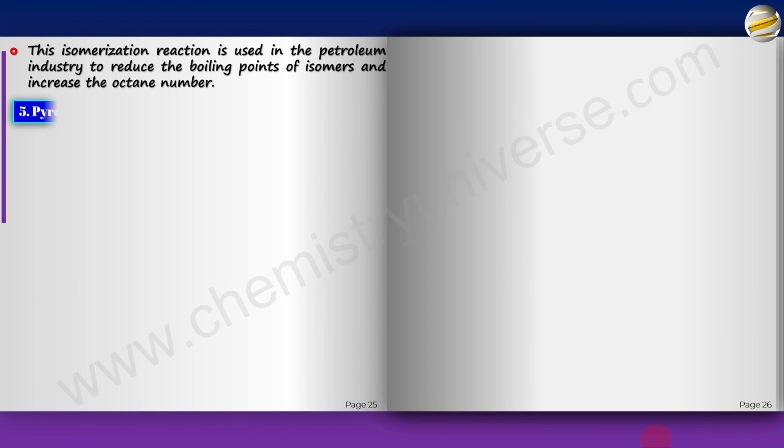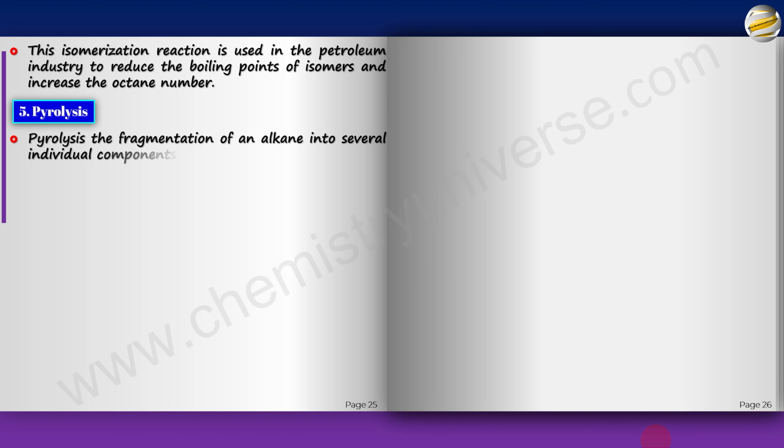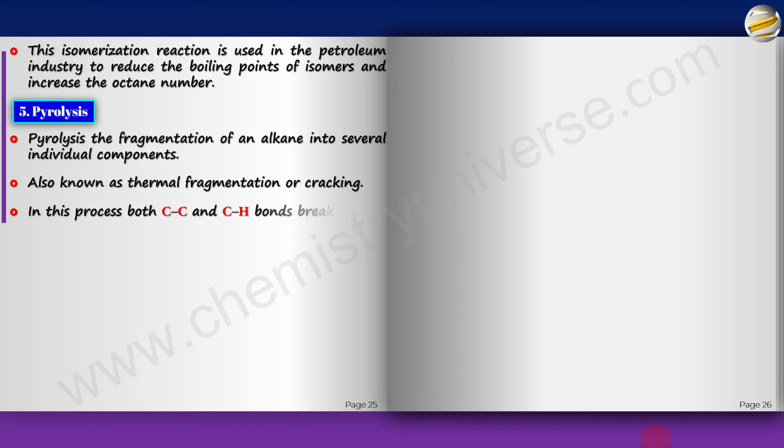The next reaction is pyrolysis, which you probably know by the word cracking. Pyrolysis is the fragmentation of an alkane into several individual components. It is used in the petroleum industry, also known as thermal fragmentation or cracking. In this process, the C-C and the C-H bonds break. All possible things break. You cannot do these in the lab and they're of no use, but they're useful in the industry.